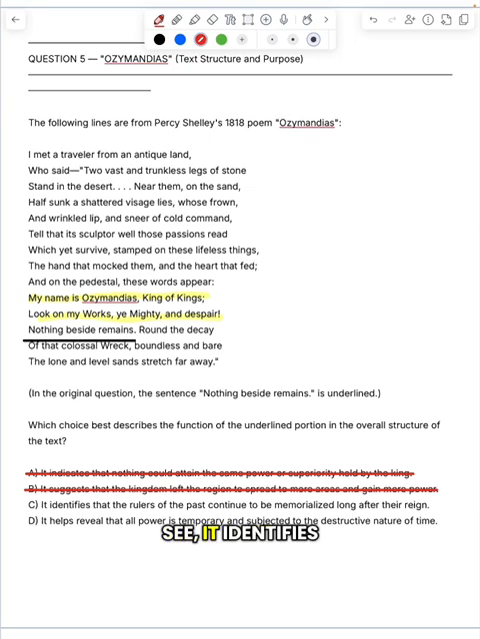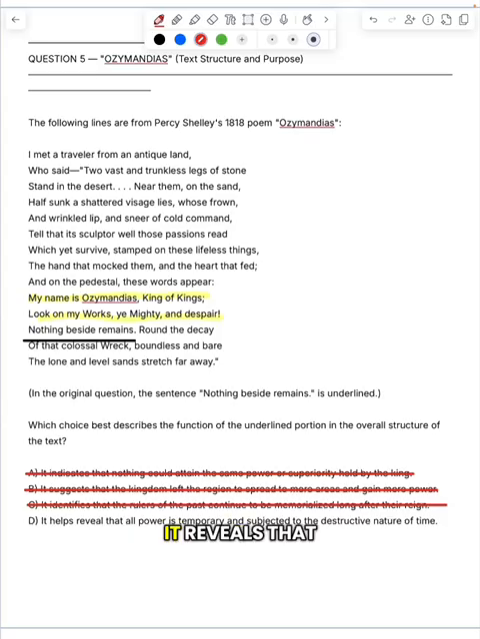C. It identifies that the rulers of the past continue to be memorialized long after their reign. So this may be tempting because the statue still exists, but what's important to notice is that the statue is shattered. So the poem is really not emphasizing the memory of the great king Ozymandias, it's actually emphasizing the decay, and it's poking fun at his boastfulness and the fact that he has decayed over time, and his statue is now just laying in sand rather than at the heart of a great kingdom.